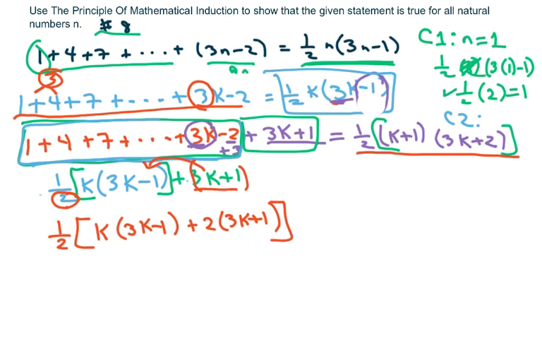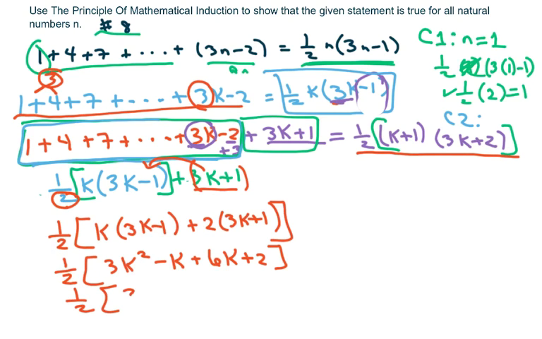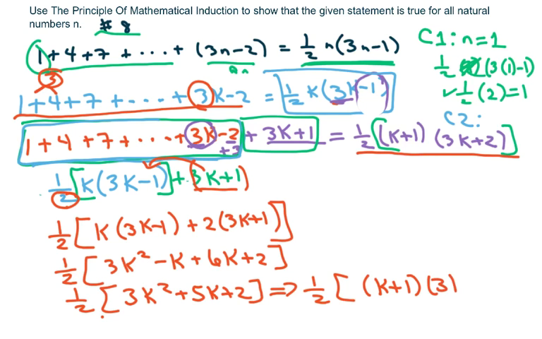Now let's go ahead and clean up this quantity in the middle. And we get 3k squared minus k plus 6k plus 2. And further simplifying, we get 3k squared plus 5k plus 2. And when you factor that, you're going to get k plus 1 times 3k plus 2. It should equal this side. If you don't agree, you can FOIL this out and make sure it matches right there.